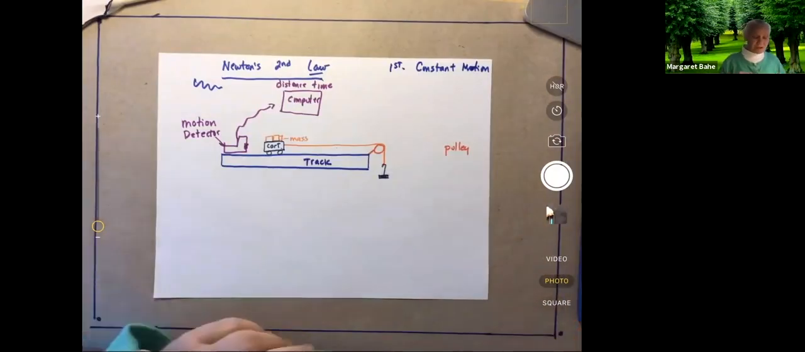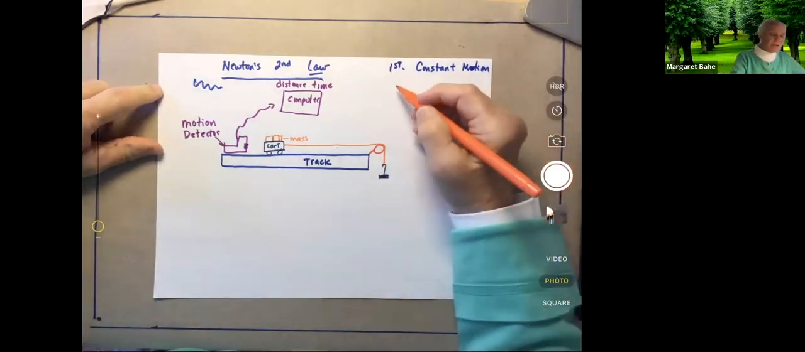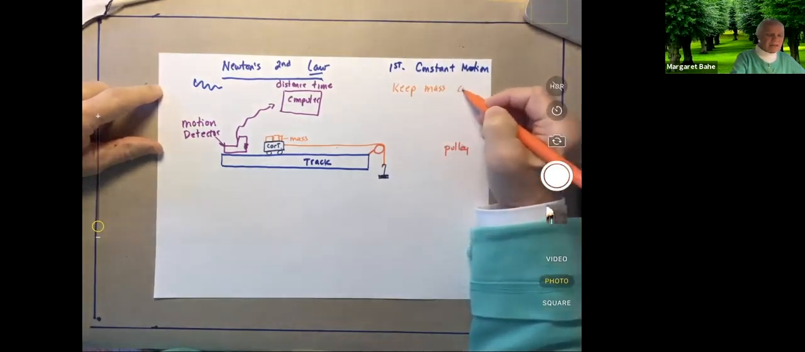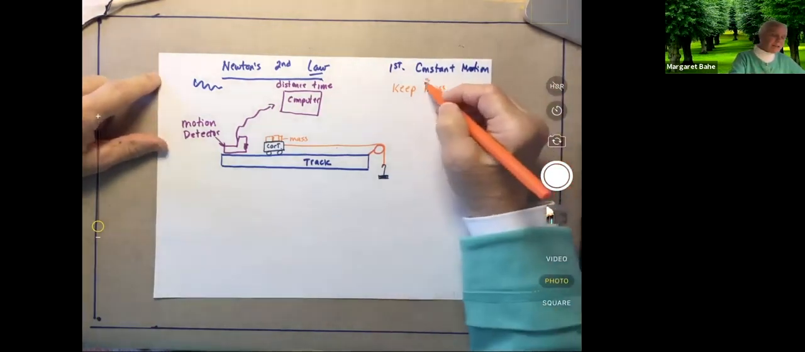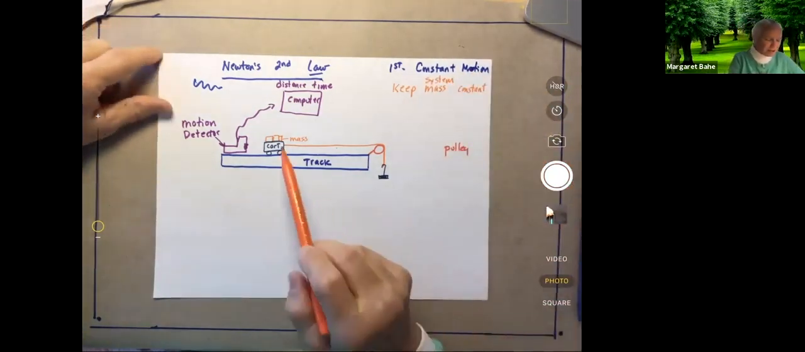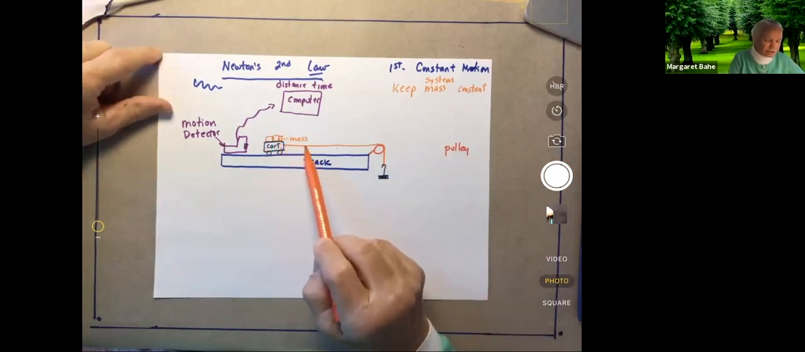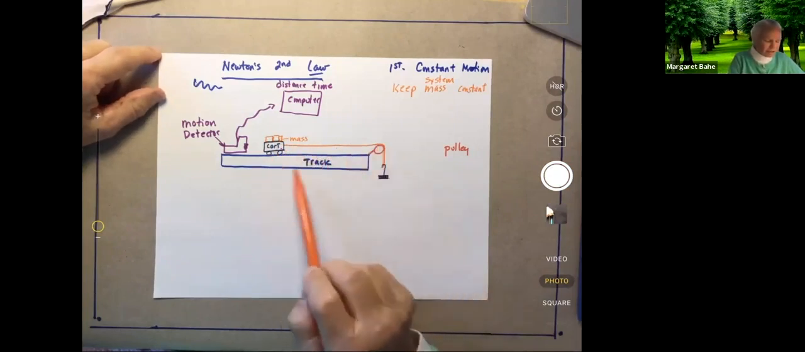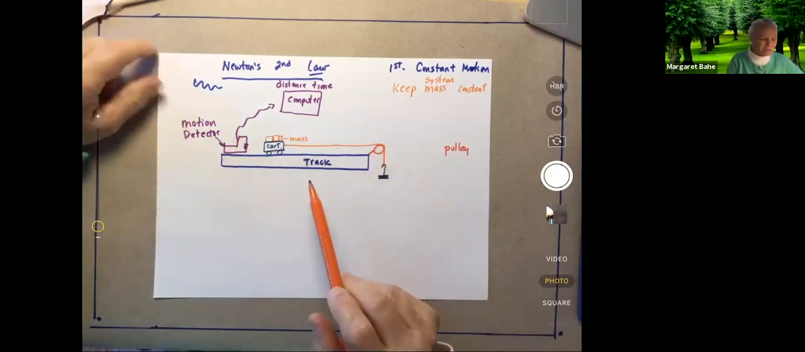Okay, so the first thing we're going to do is run an experiment where we keep mass constant. When I say keep mass constant, I'm going to call this the system mass. Now, what do I mean by system? The system is going to be the cart, the mass on there, the string, and this pan. The track and the motion detector are just places where we're running our experiment.